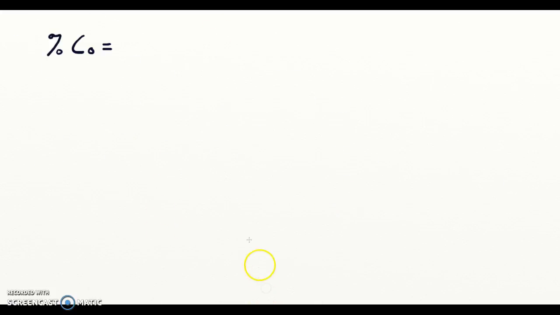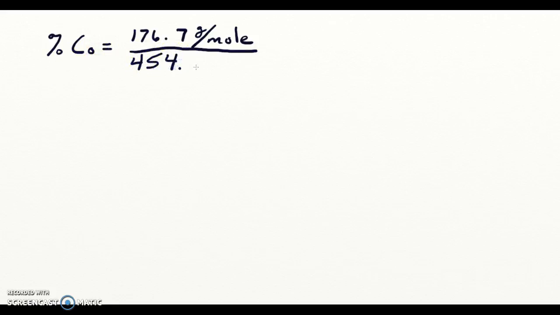So let me show you what that looks like. Like I said, the total of the cobalt in the compound is 176.7 grams per mole divided by 454.5 grams per mole. And then remember, this gives me a decimal, and I need to multiply by 100% to give me the percent. So this percent composition ends up being 38.9% cobalt. Alright, cool.